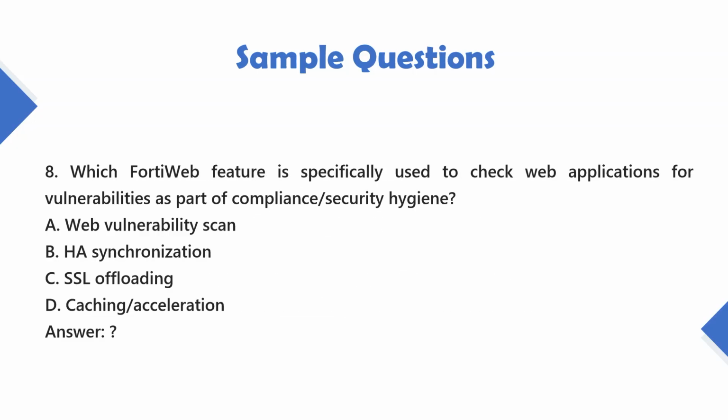8. Which FortiWeb feature is specifically used to check web applications for vulnerabilities as part of compliance, security hygiene? A. Web vulnerability scan. B. HA synchronization. C. SSL offloading. D. Caching, acceleration.